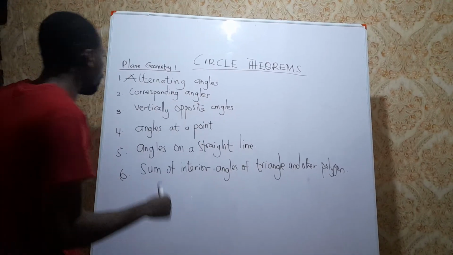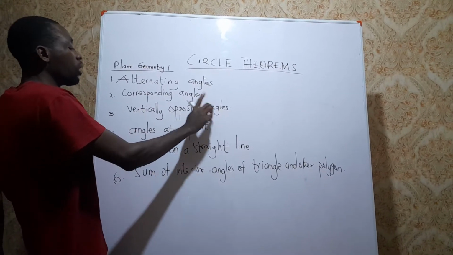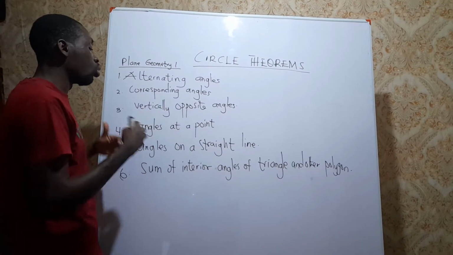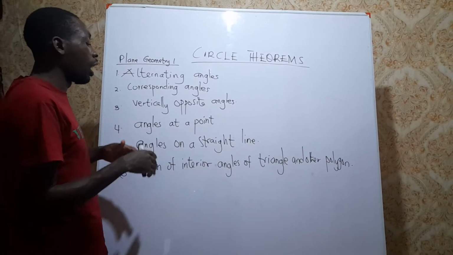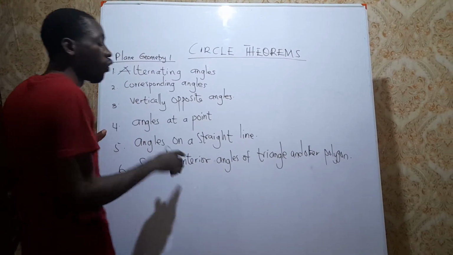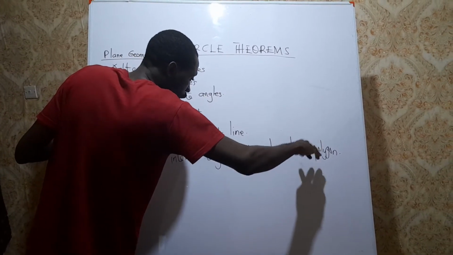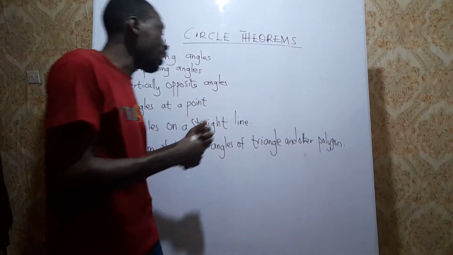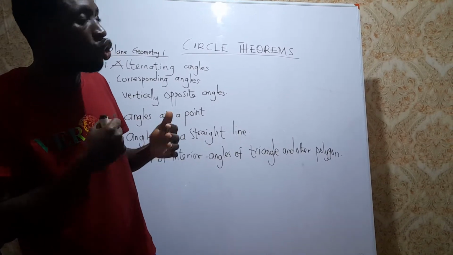So in plane geometry 1, we look at alternating angles, corresponding angles, vertically opposite angles, angles at a point. Remember, angles at a point add up to 360 degrees. Angles on a straight line add up to 180 degrees. Then the sum of interior angles of a triangle is 180 degrees, and the sum of interior angles of other polygons. So please, this is plane geometry 1. You might have heard this idea very well before you understand circle theorem or plane geometry 2.